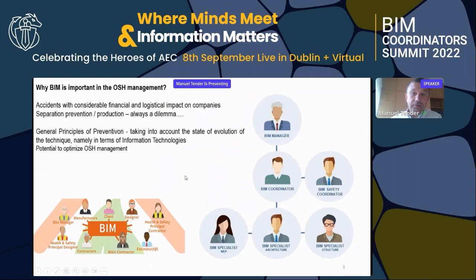If we are talking about integrating BIM in the OSH area and integrating OSH through BIM, we are talking about creating new capabilities in the players, namely because a BIM safety coordinator is going to appear that will work with the BIM team, BIM coordinator, BIM manager, and also in the contractors, we are going to have the need of having someone talking about health and safety through BIM.